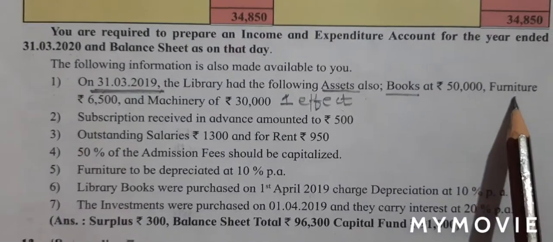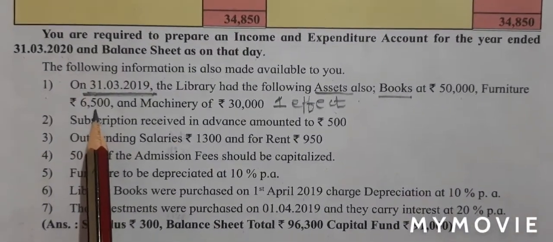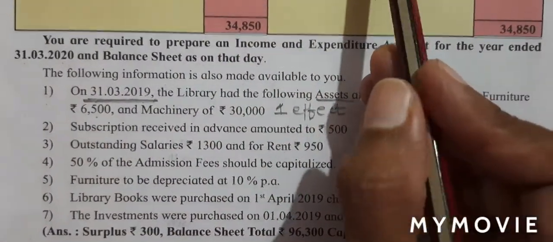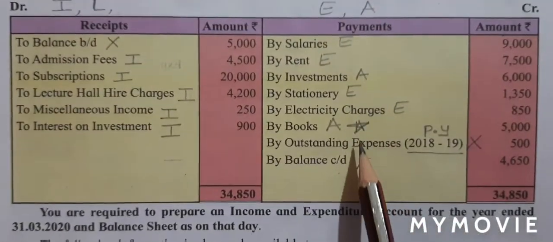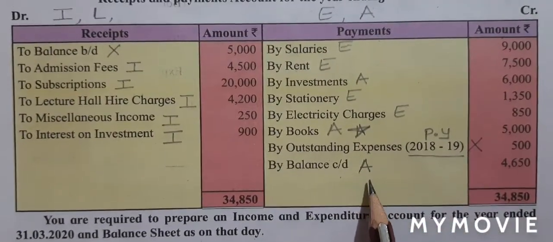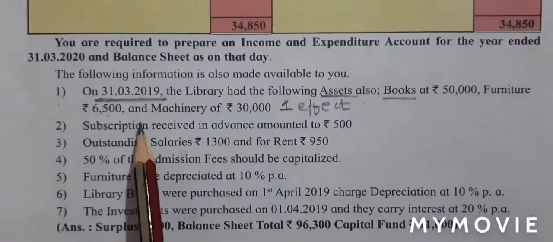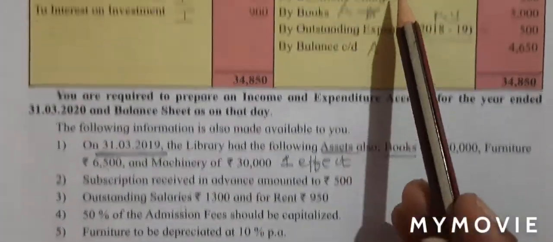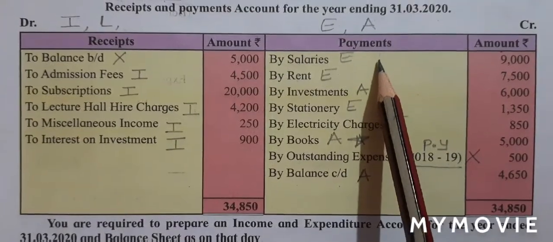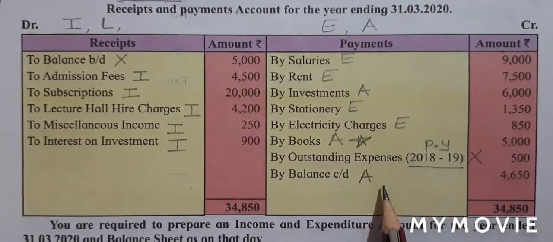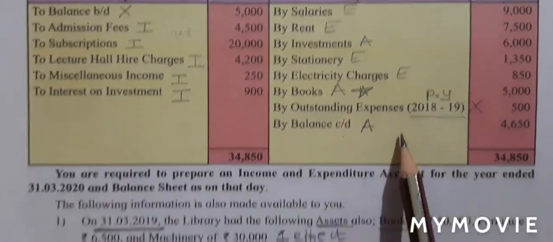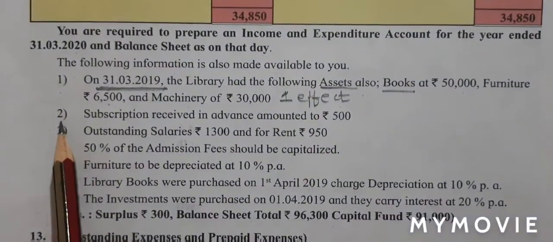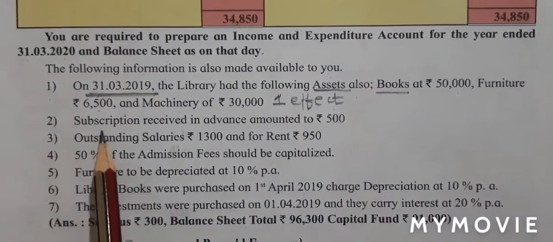Next is furniture rupees 6,500. I will look on my payment side. I do not have furniture, so I will not mark a star. And machinery of rupees 30,000. So I will have to look on my payment side, check if I have machinery. No, which means I will not mark a star. We move to adjustment number 2.